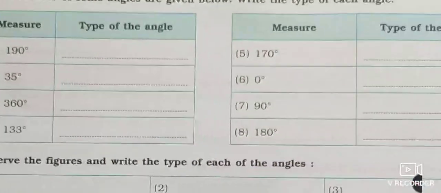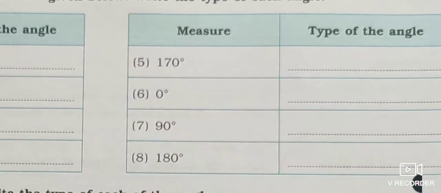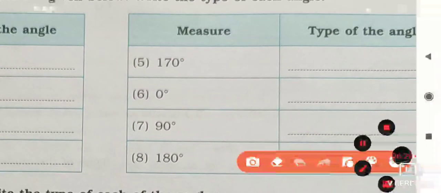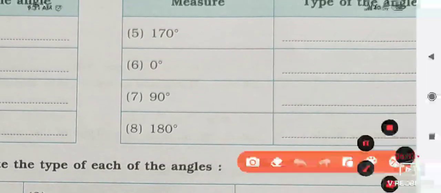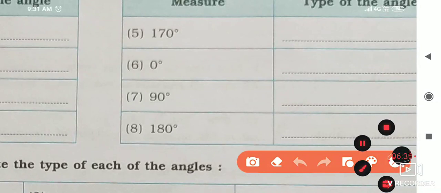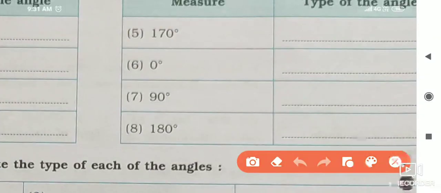Now here, the next angle's measure is 170. So what is the measure of the angle? 170 degree. If the measure of the angle is 170, this angle lies between 90 degree and 180 degree, more than 90 and less than 180. So this angle is called an obtuse angle.